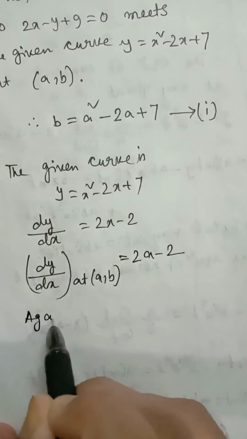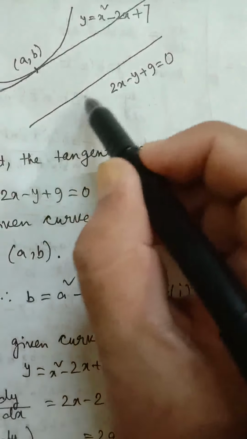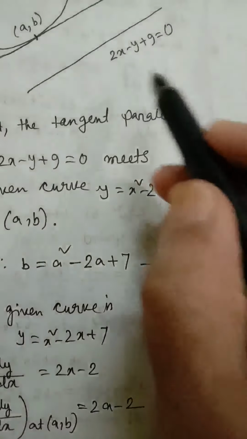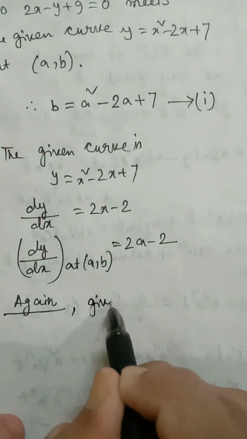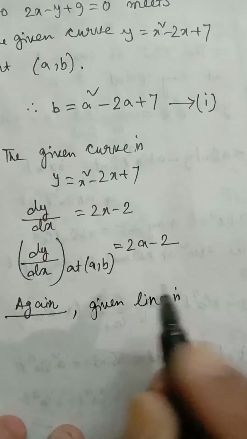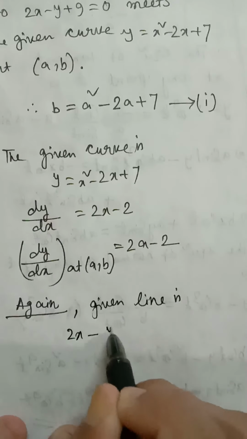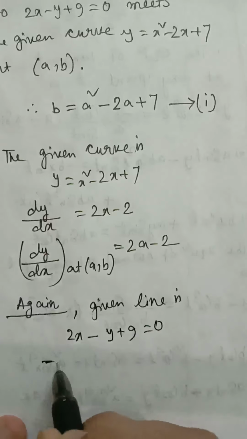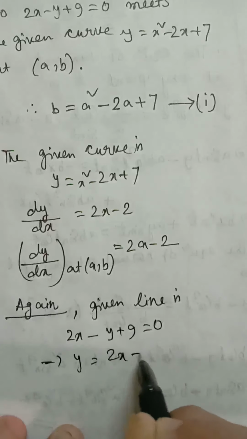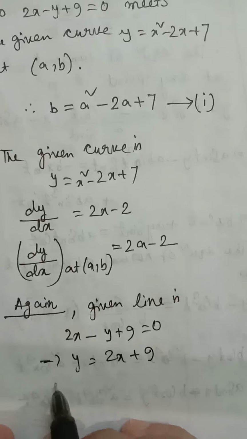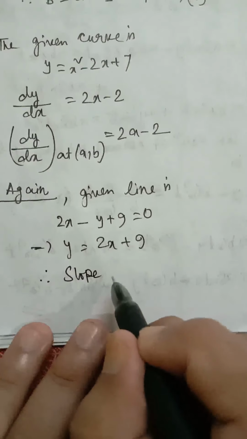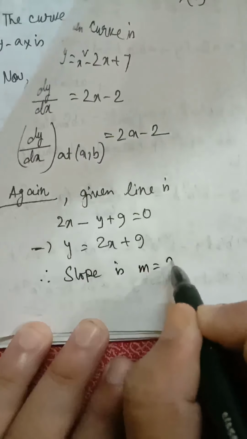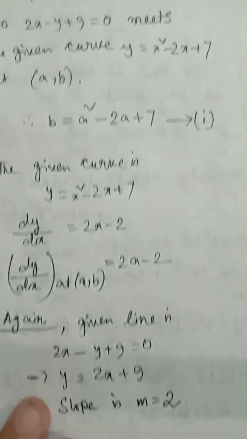Again, this is the given line. The given line is 2x minus y plus 9 equal to 0, and from this we get y equal to 2x plus 9, and therefore its slope is m equal to 2.